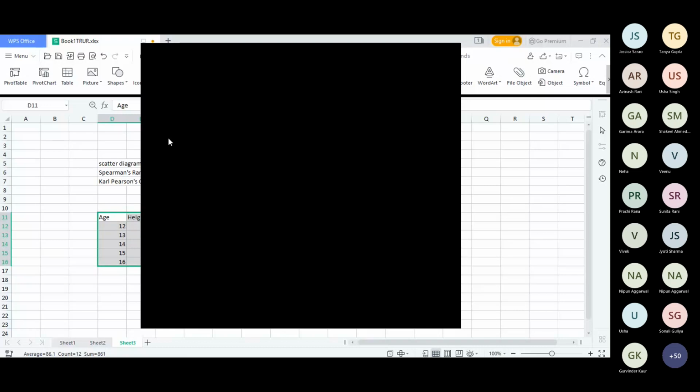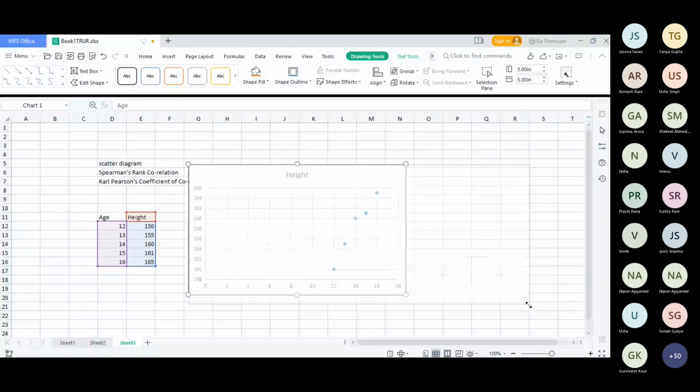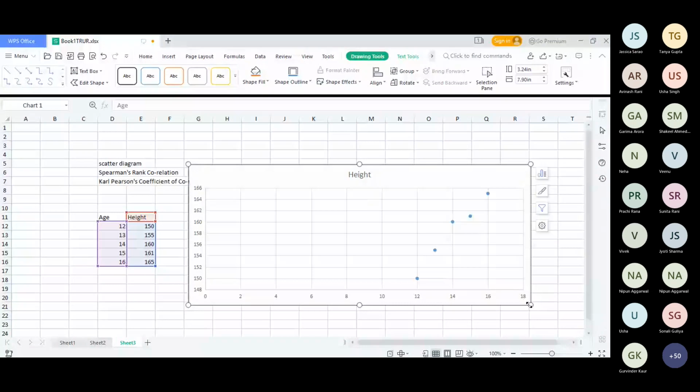there is an option of the scatter diagram also. So there is an option in Excel, the scatter diagram. If we click on this, we'll use this graph. So the x-axis will show your age. The x-axis will show the age. So this is the graph of this scatter diagram.